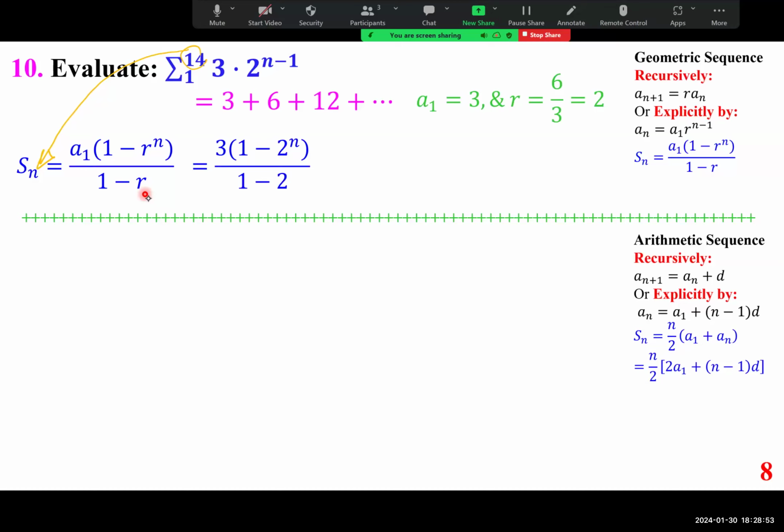So n is 14. Replace this with 14. Replace this one with 14. Now using a calculator, raise 2 to the power of 14, subtract that from 1 times 3, divide by negative 1, and it becomes positive 49,149. Okay.